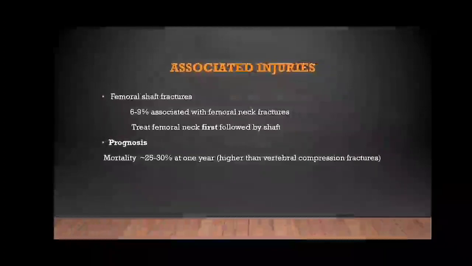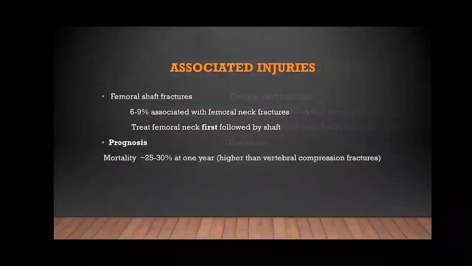Associated injuries which can be seen in fracture neck of femur are femoral shaft fractures, in 6 to 9% of femoral neck fractures. We can treat the femoral neck fracture first, followed by the shaft fracture. Prognosis in this case: mortality is quite high, 25 to 30% at 1 year, higher than the vertebral compression fracture.